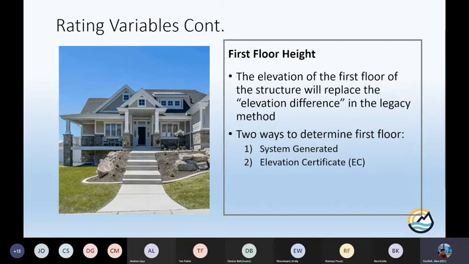For those of you on here that are CRS communities, you're still going to be collecting elevation certificates, but property owners are not going to be punished for giving that elevation certificate to their agent.